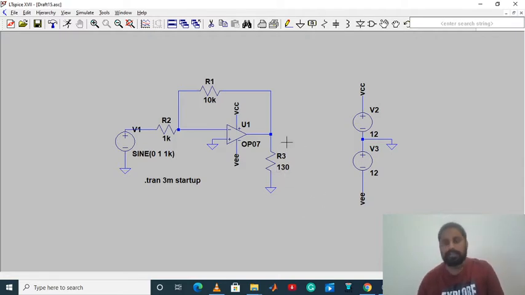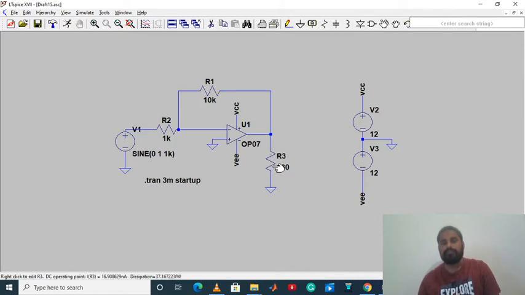It means our 10 volt got divided because of this 130 ohm resistor. By hit and trial we got that 130 ohm will be the internal resistance of the op-amp, because if the internal resistance is around 130 ohm and this is 130 ohm, then our output of 10 got divided by 2. That's why we are getting 5.